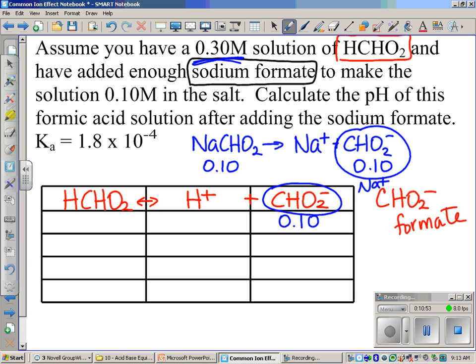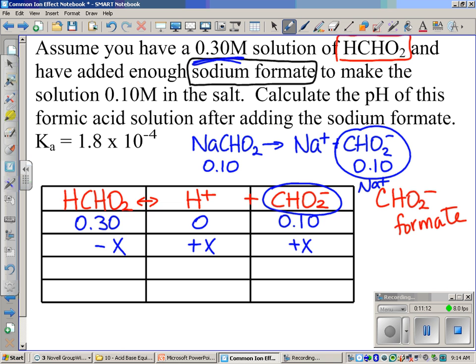Now let's go back to the weak acid. The weak acid, they told us here, was 0.3 molar. So 0.3 gets plugged in here. And we still are starting with no H+. Okay, the salt only brings in the common ion, not also the H+. So now the table is a normal table.